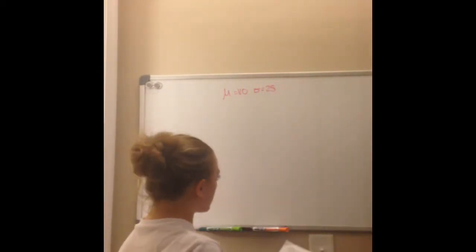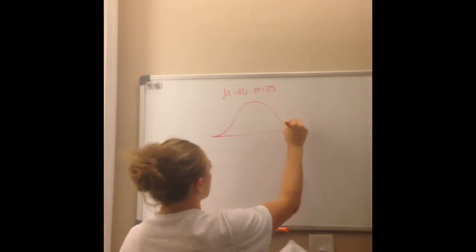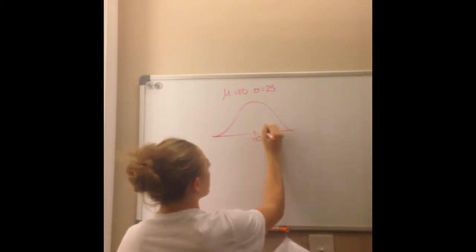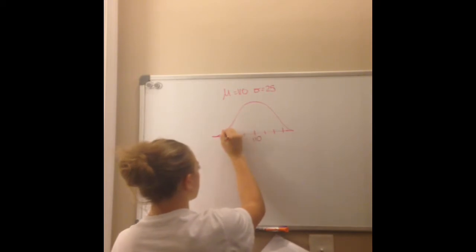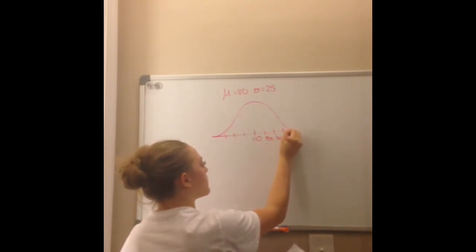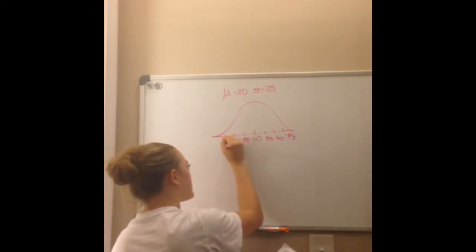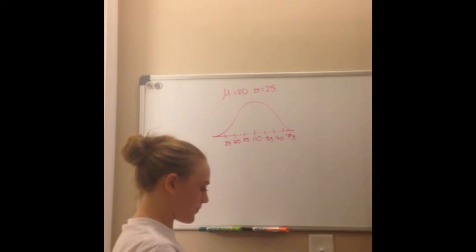We can go ahead and draw our curve from that. Here's our mean at 110. Here are our 3 standard deviations. We can fill those in. We have 135, 160, and 185. And then on the left, 85, 60, and 35.